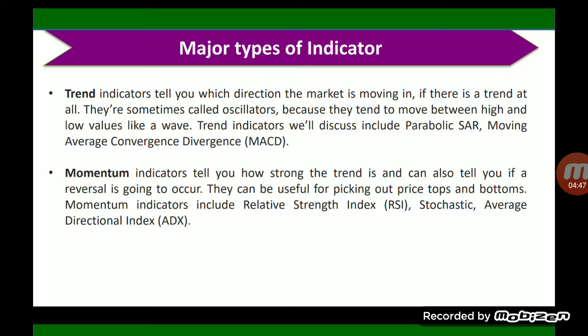Next is momentum. Momentum indicators tell you how strong the trend is, and can also tell you if a reversal is going to occur. Reversal means, if an upward trend is going on, when the downward trend will start. So they can be useful for picking out price tops and bottoms. Momentum indicators include the relative strength index, that is RSI, stochastic, the average directional index, that is ADX, etc.